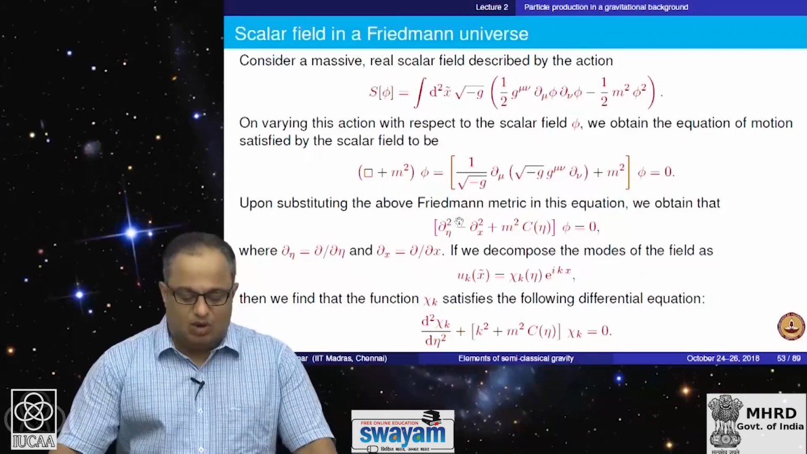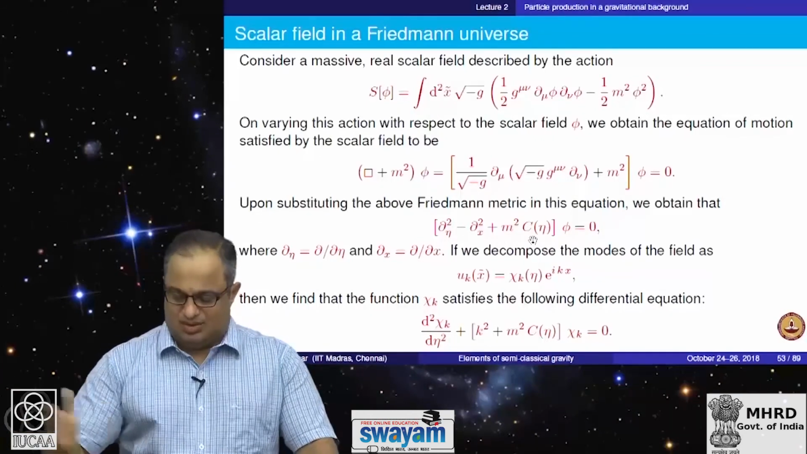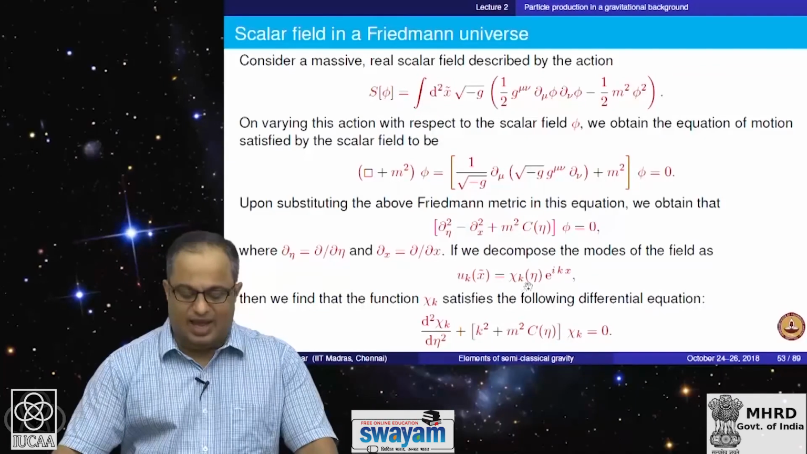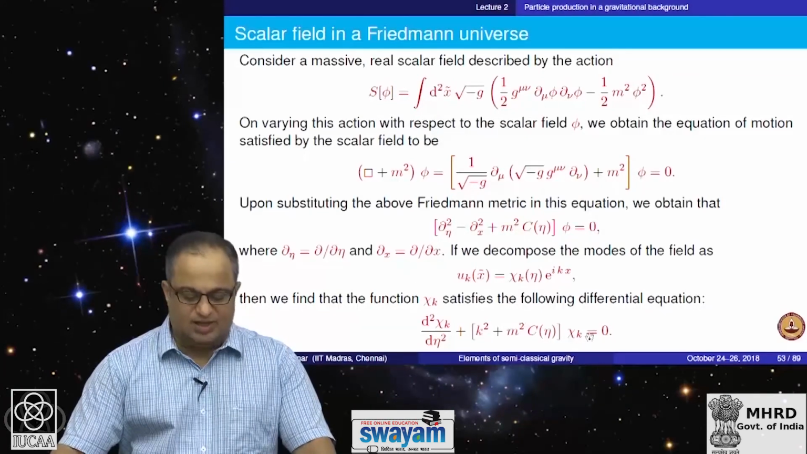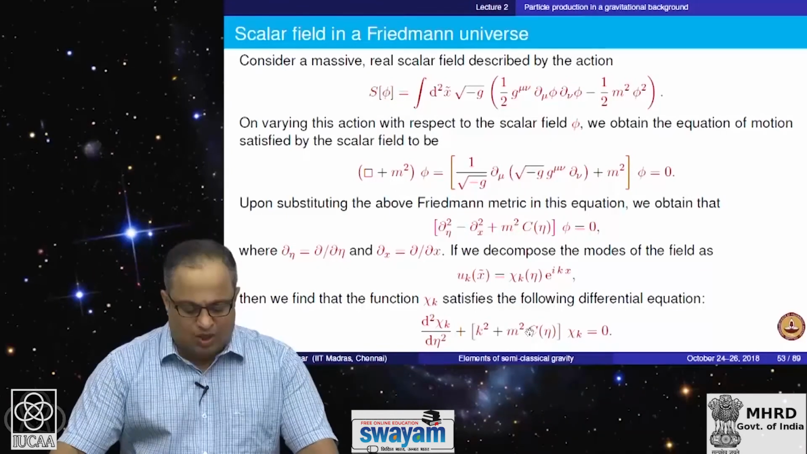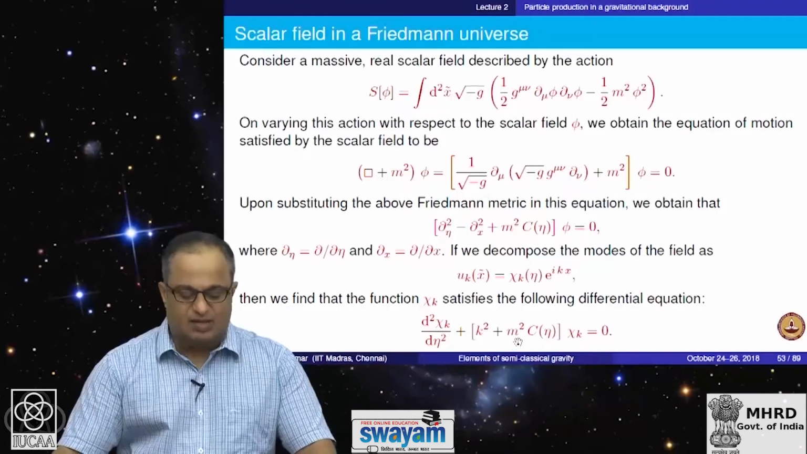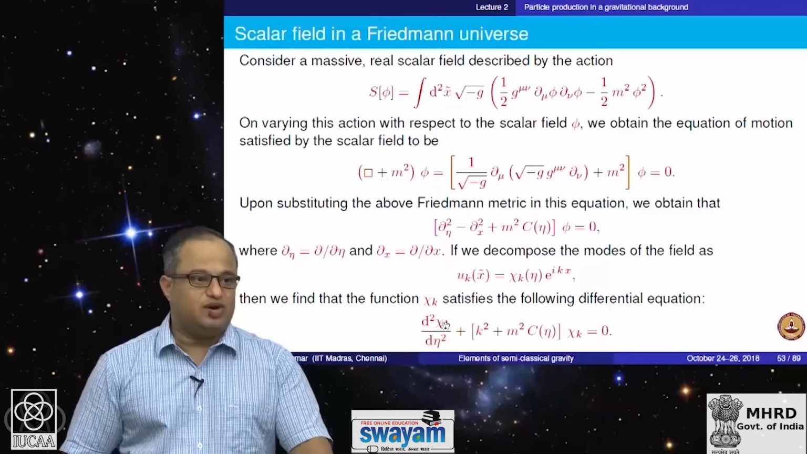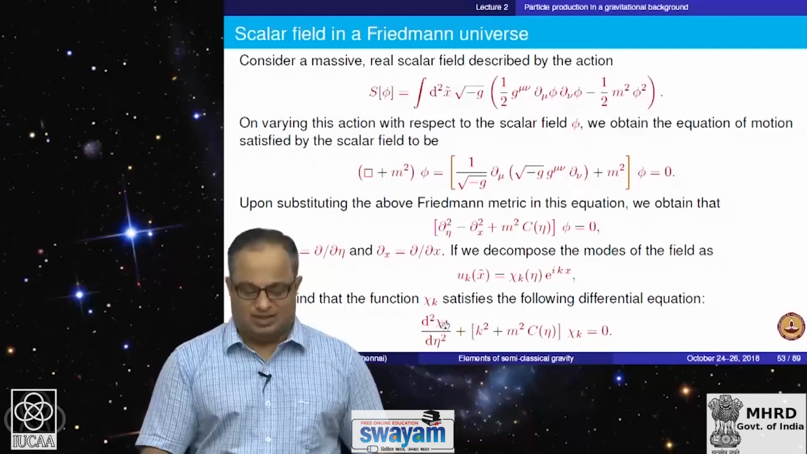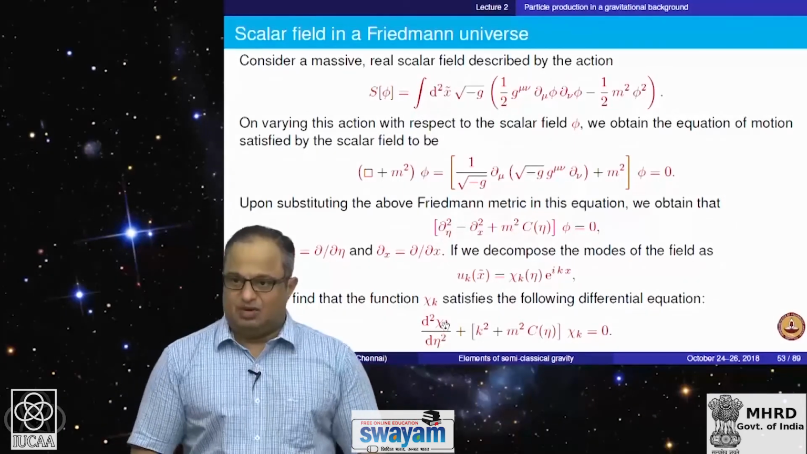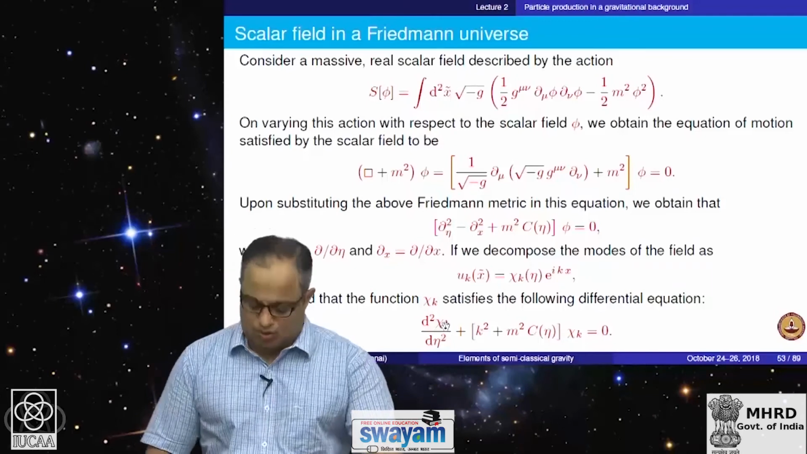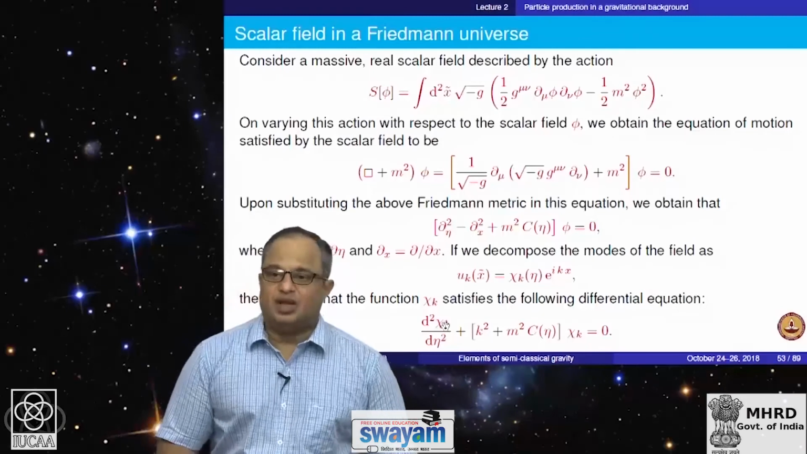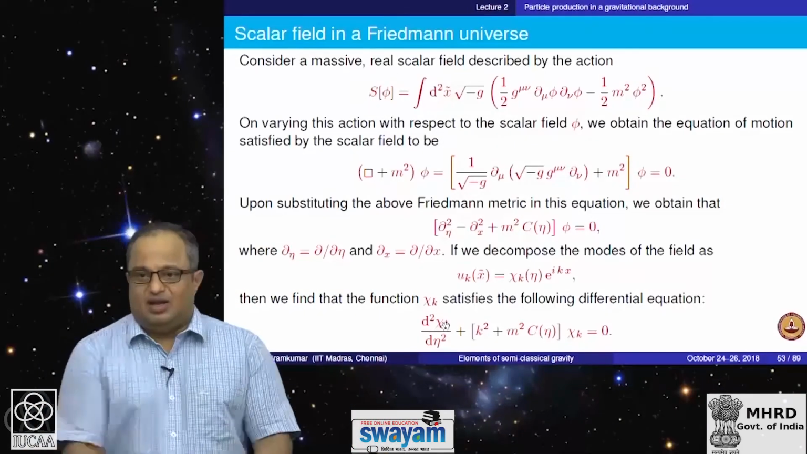I can decompose the modes in this form because there is time and spatial translational invariance, and this chi k satisfies this differential equation. What I just said will be evident here. If I set the mass to 0, chi k solutions are just exponentials, and therefore there is no non-trivial evolution. It is the presence of the mass that takes into account the effect due to c of eta. So, I need to solve this differential equation, and evidently it will have two solutions.